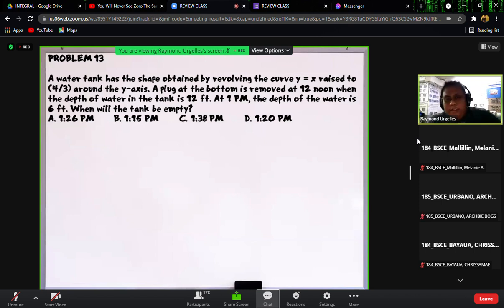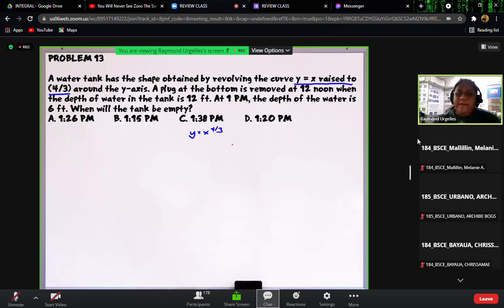A water tank has the shape obtained by revolving the curve y is equal to x raised to 4/3 around the y-axis. A plug at the bottom is removed at 12 noon, when the depth of water in the tank is 12 feet. At 1 p.m., the depth of the water is 6 feet. When will the tank be empty? Okay? So first, let's try to graph the given curve, y is equal to x raised to 4/3.